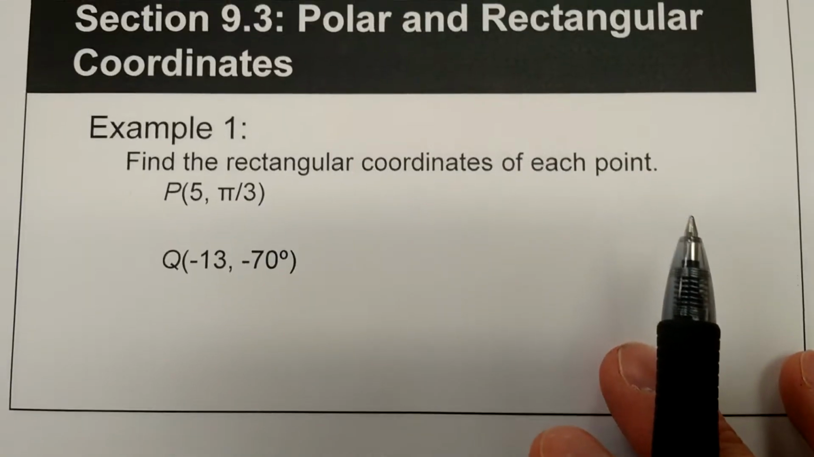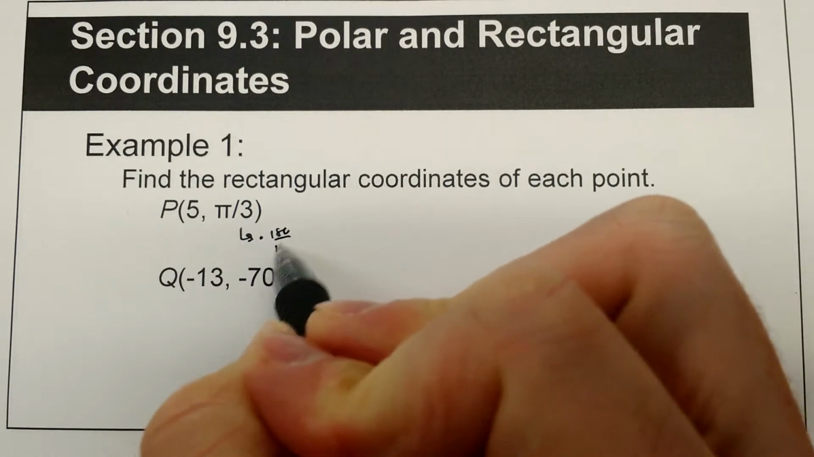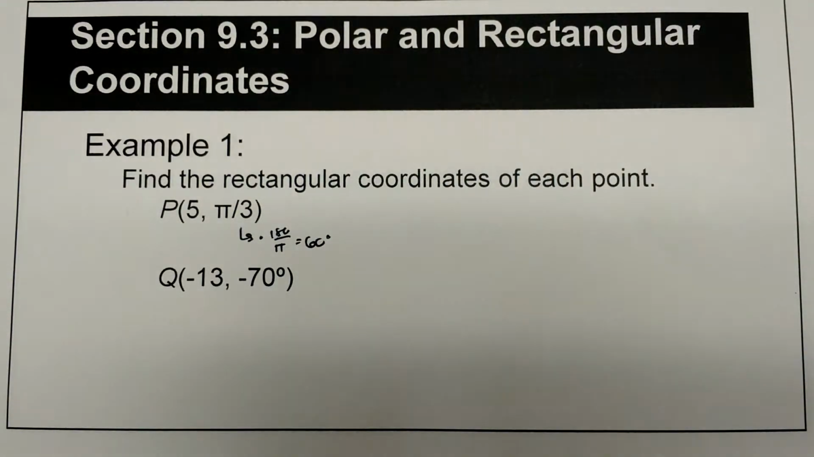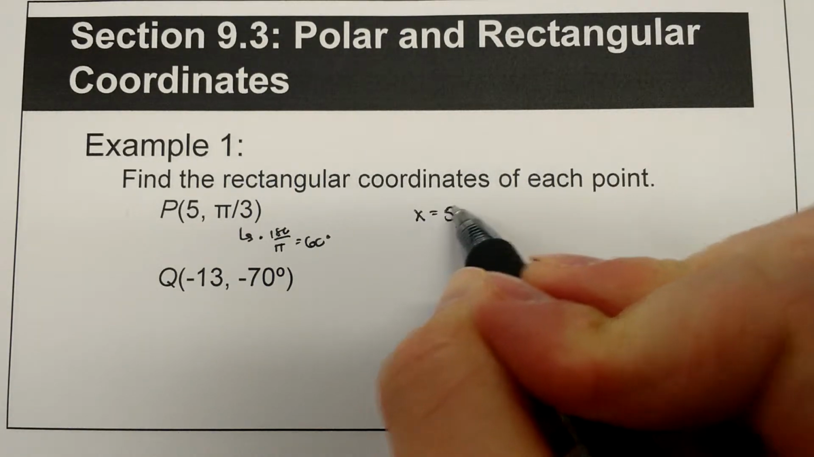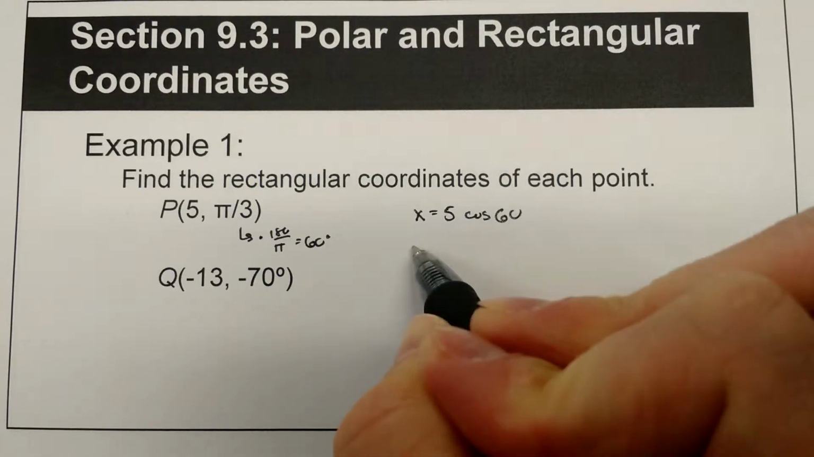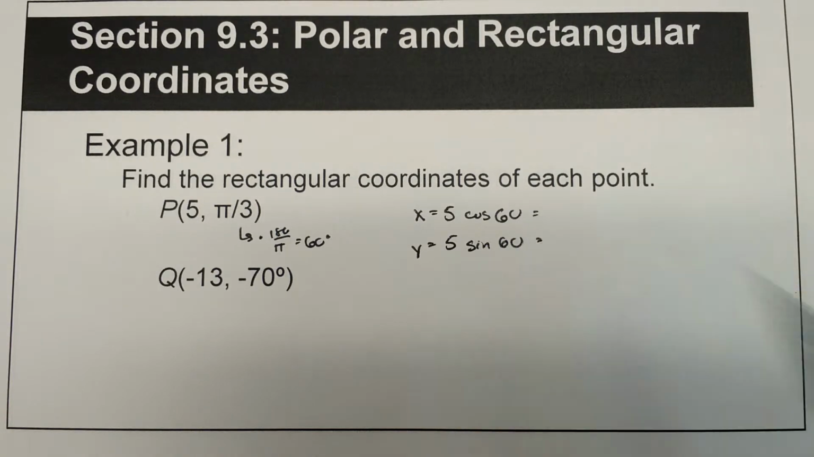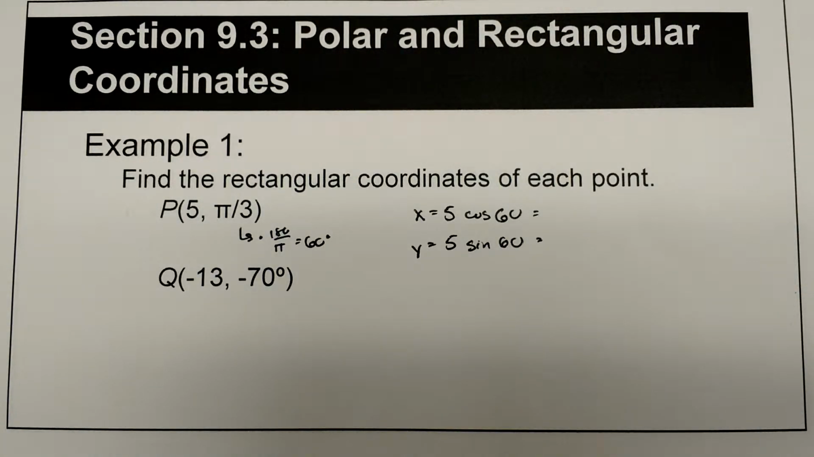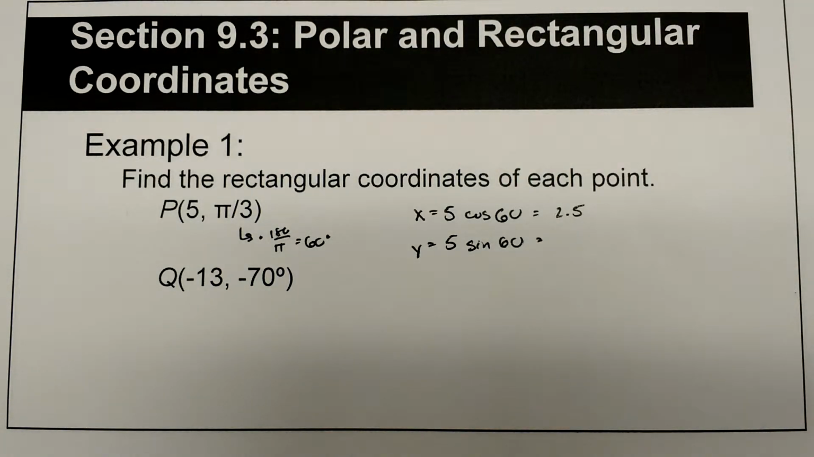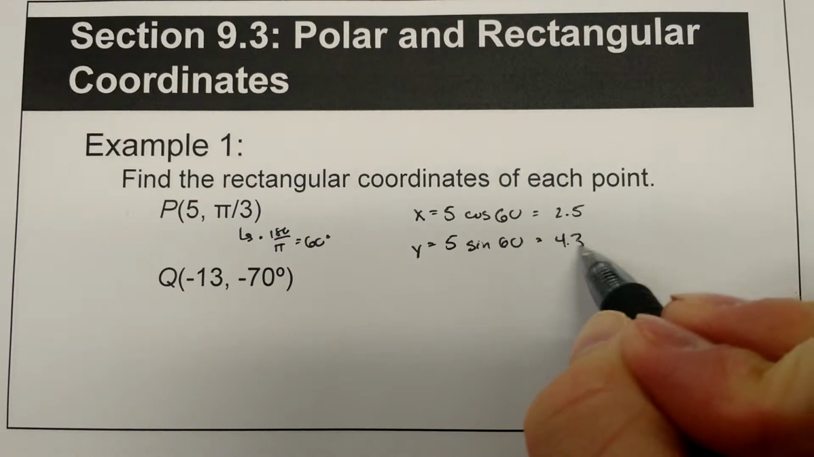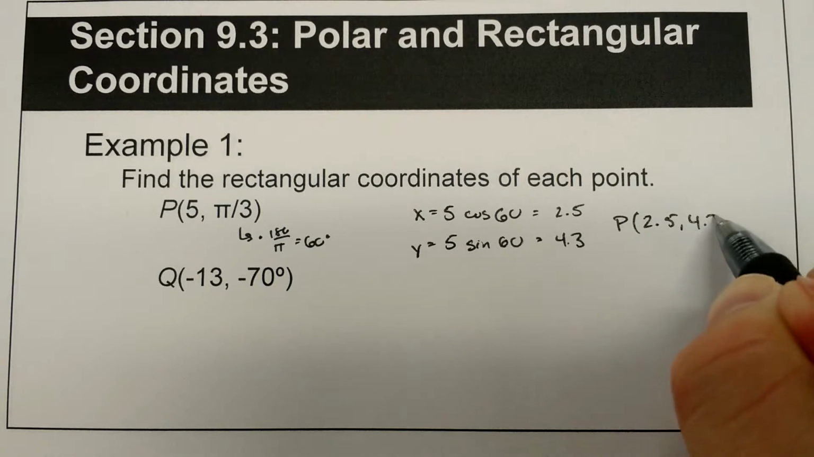So find the rectangular coordinates of each of these points. For this one I'm going to convert, so multiply by 180 divided by pi. That's 60 degrees. So for point P, x is going to equal the r value times the cosine of the angle. Y is going to equal the r value times the sine of the angle. So 5 cos 60 gives me 2.5. 5 sine 60 gives me 4.3. So point P lies at 2.5 comma 4.3.